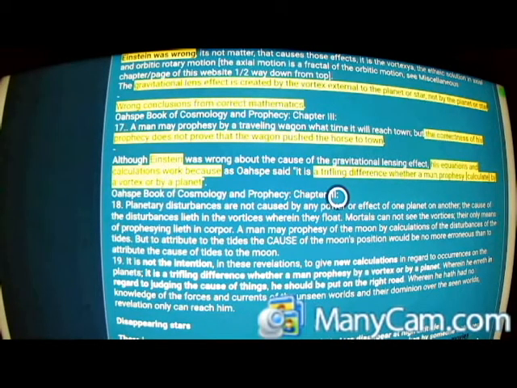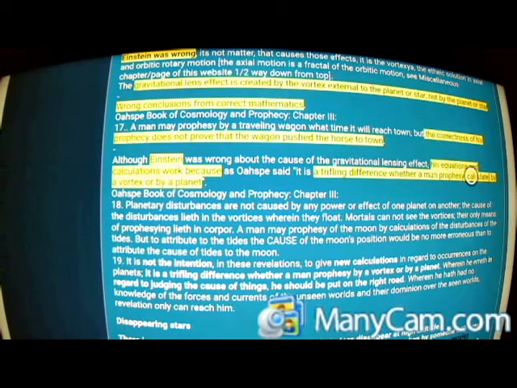Planetary disturbances are not caused by any power or effect of one planet on another. The cause of the disturbances lieth in the vortices wherein they float. Mortals, meaning human beings on a physical planet with a physical body, cannot see the vortices. Their only means of prophesying lieth in corpor. Also, I'd just like to point out here the use of the word prophesying or prophecy is related to mathematics in this verse, because prophesy here means to calculate.